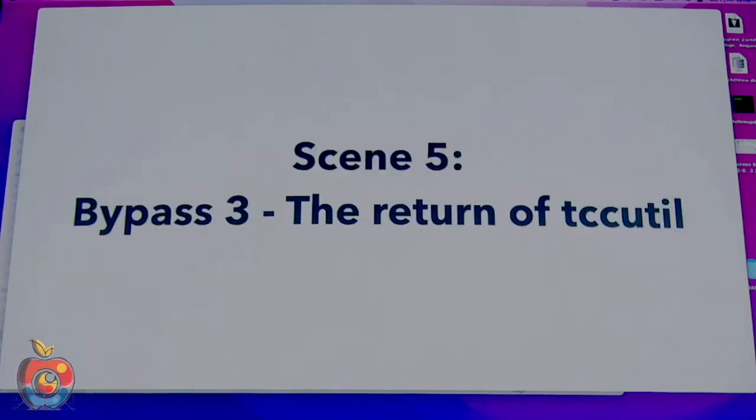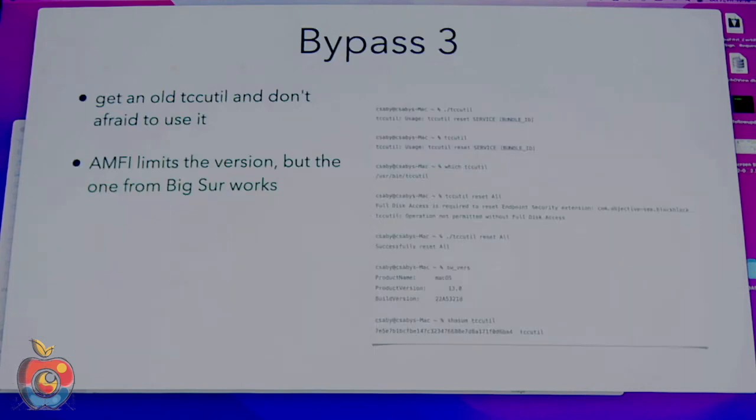So another bypass for this whole idea. tccutil already went through several evolutions, and there are a lot of fixes in that. What we can do, and it worked on Ventura Beta 5 as well, is get an old tccutil, and use that.